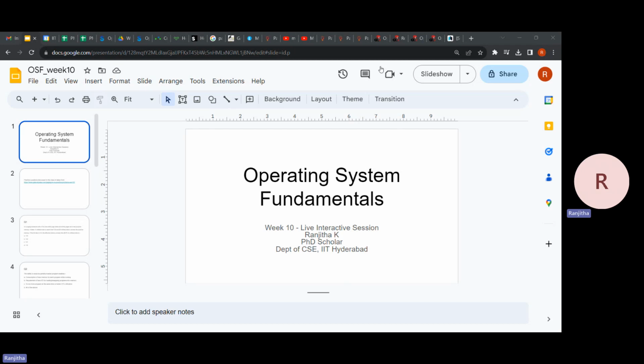We'll just take a quick recap of what was discussed in the previous week and then look into a couple of example problems. So last week, the session was on paging, then about TLB, then multi-level paging and demand paging. So we'll get started with TLB.